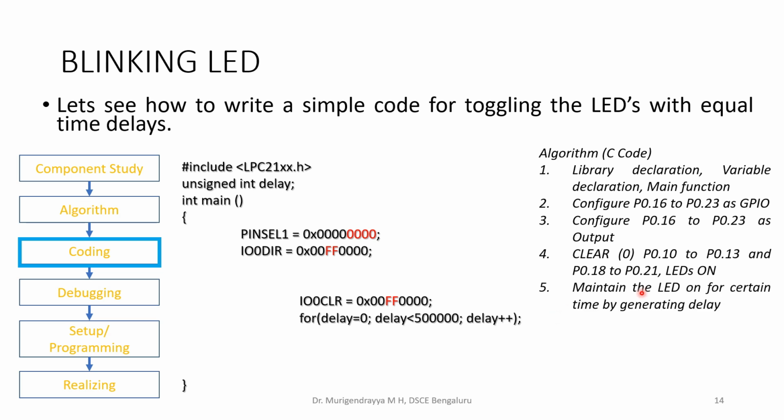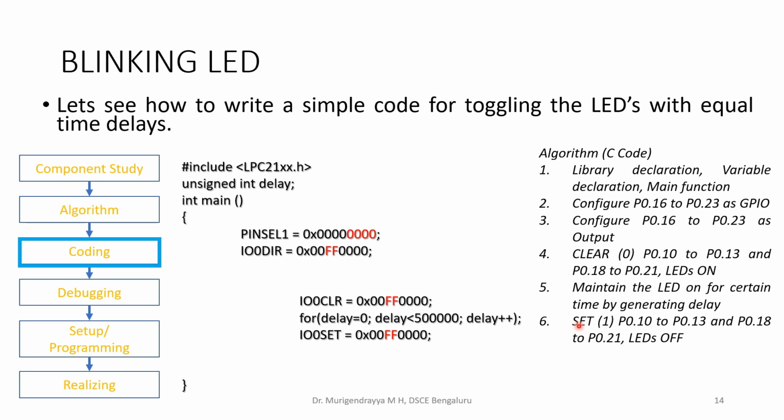Then to hold the value of IO0 CLR for a certain time, means this register value 1 for a certain time, means the LED on for a certain time, we have to use a delay. To implement the delay, we have to use the for loop, means delay 0 to any number, it will be iteratively executed, so that generates the delay.